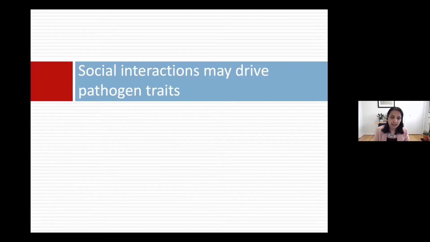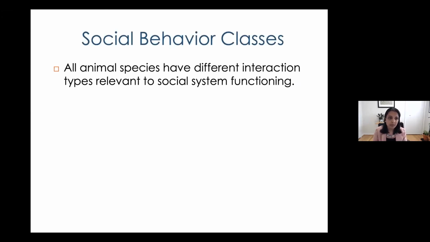Lastly, the last study I'll share with you all is the most recent one that we've done, and here we are hypothesizing whether social interactions can actually drive pathogen traits. So when it comes to social behaviors in the field of network epidemiology or complex disease systems, we're all used to thinking about contact influencing disease spread, and we think of contact as this one monolithic thing, right?